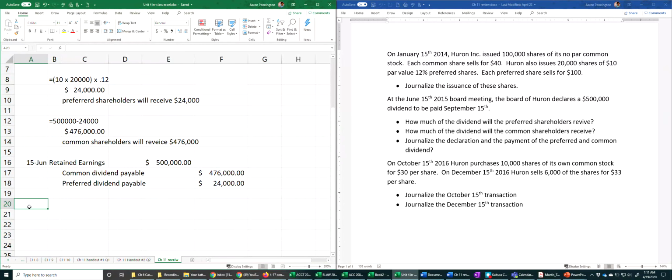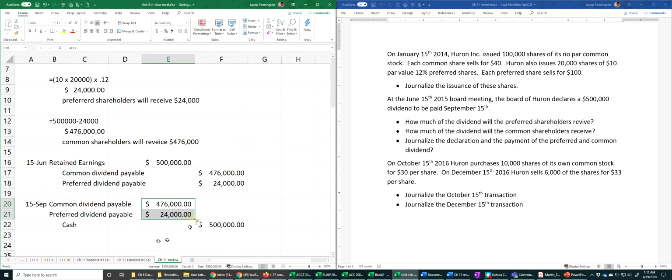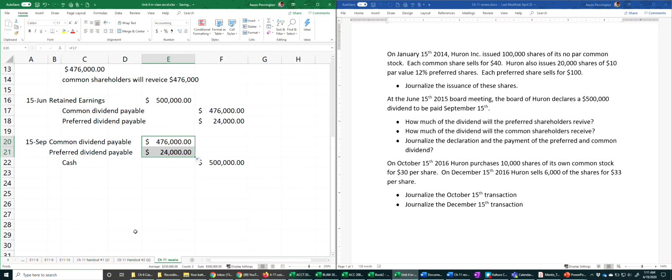And the dividends are paid September 15th. Take the liabilities off the books, and you're mailing checks, so that is a reduction in cash. Just like that. That's how we journalize the payment. So we're done with the second step here.